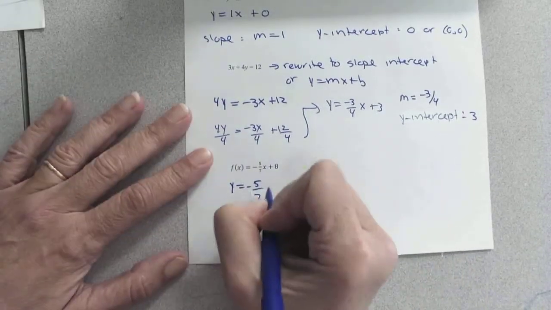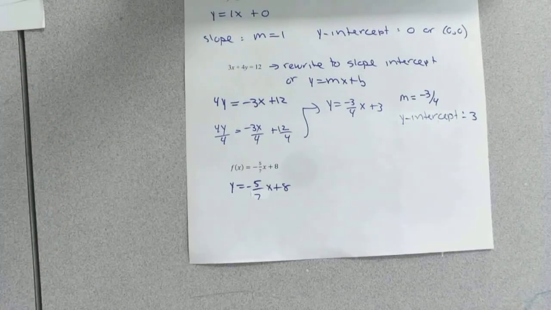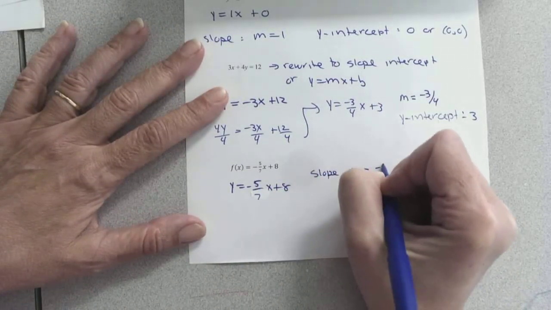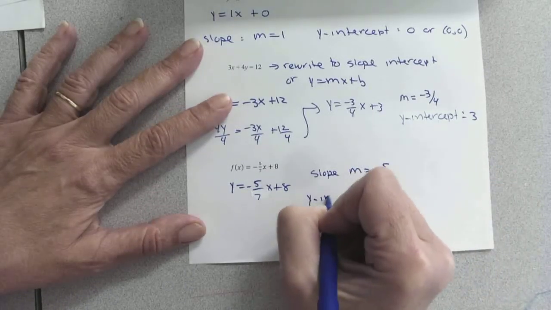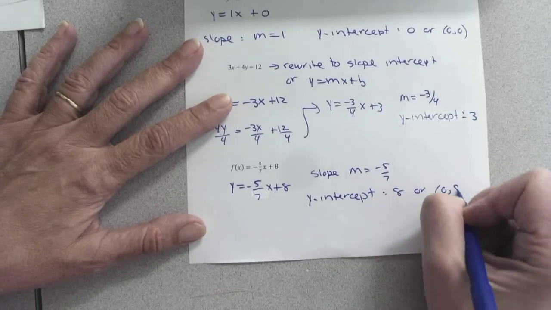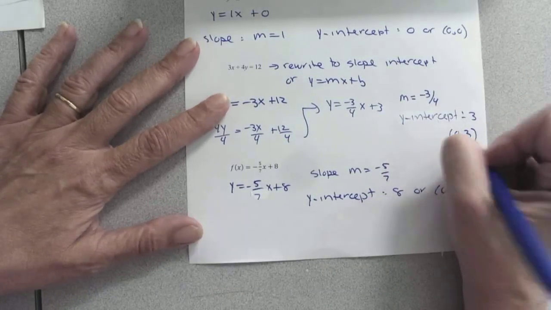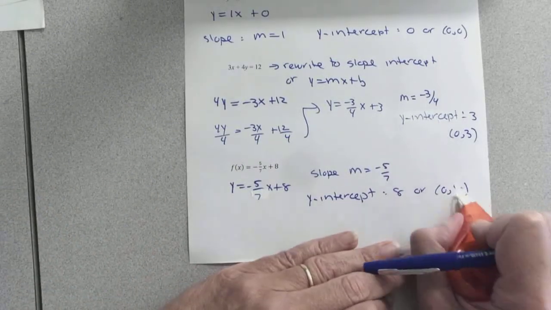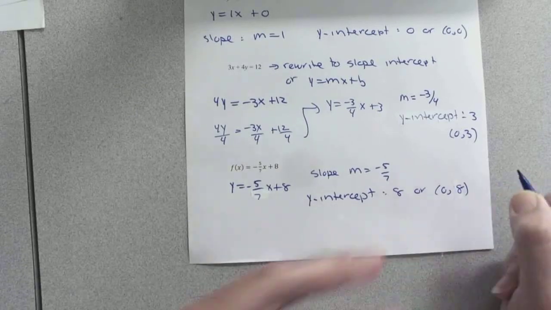And so there are a few problems where they suddenly use function notation instead of y equals. You can always replace the f of x with a y. And once I do that, my slope would be negative 5/7. My y-intercept is 8, or if you prefer, 0.8. Remember, when we're talking about intercepts, the other coordinate is always 0. Since we're talking about y-intercepts, the x coordinate is going to be 0.